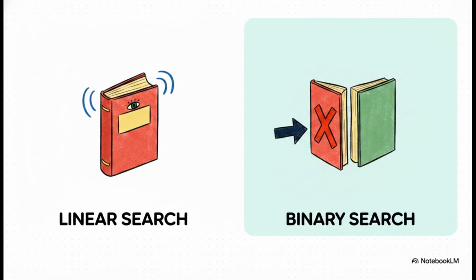But a binary search? That is ruthlessly efficient. You open the book exactly in the middle. You check if Smith is in the first half or the second half alphabetically. If he's in the second half, you completely ignore, like theoretically just tear away and throw out, the entire first half of the book. Then you split the remaining half in the middle again, and you just repeat this exact same process until you find him.